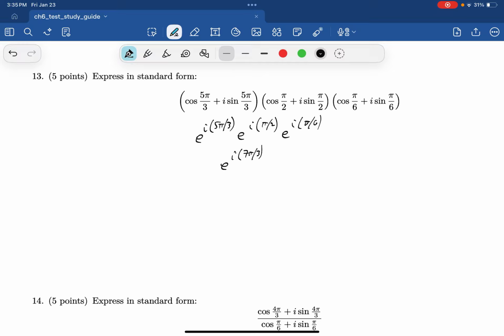Okay, and 7 pi over 3 is the same angle as pi over 3, because 7 pi over 3 minus 2 pi is pi over 3. We're allowed to subtract multiples of 2 pi, remember? So this is going to be cosine pi over 3 plus i sine pi over 3, which is 1/2 plus root 3 over 2 i.